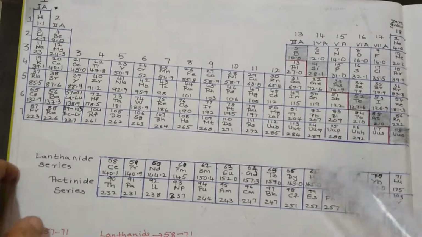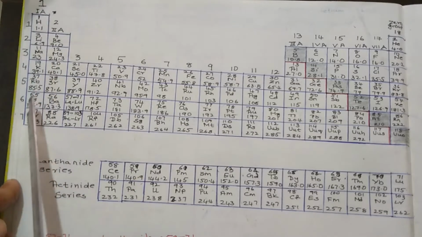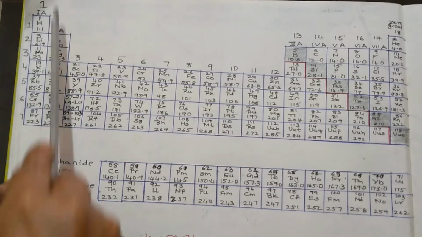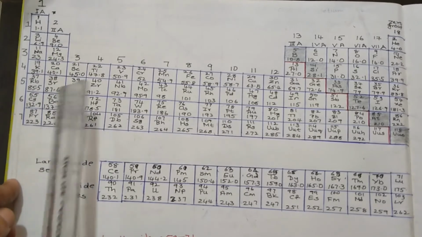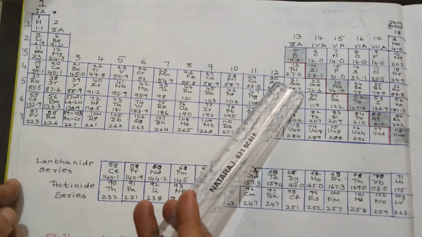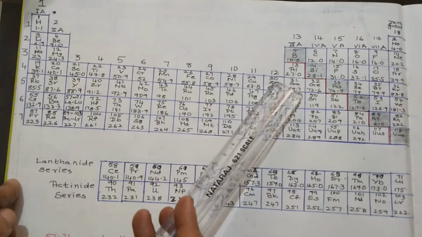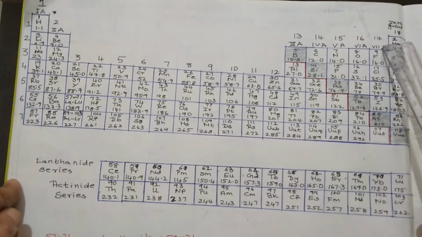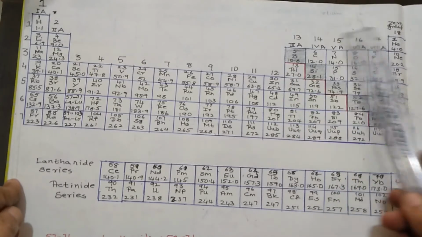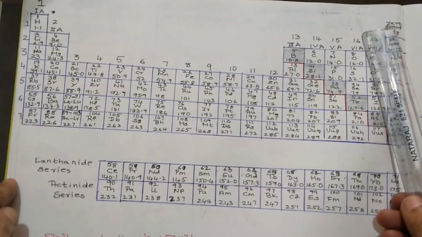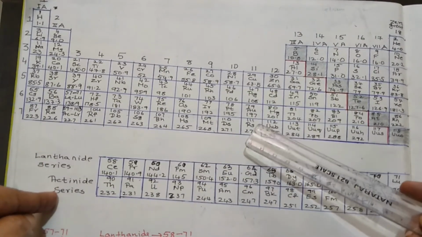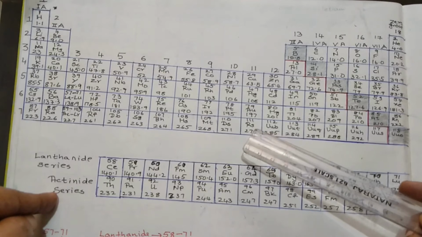Now another important thing is what? This group 1. Group 1 is known as alkali metals. Group 2 is known as alkaline earth metals, and from group 3 to group 12, that is the D block elements, also known as transition elements, and from group 13 to group 18, that is the P block elements, they are known as normal elements, and the F block elements, that is the lanthanide series and the actinide series, are known as inner transition elements.